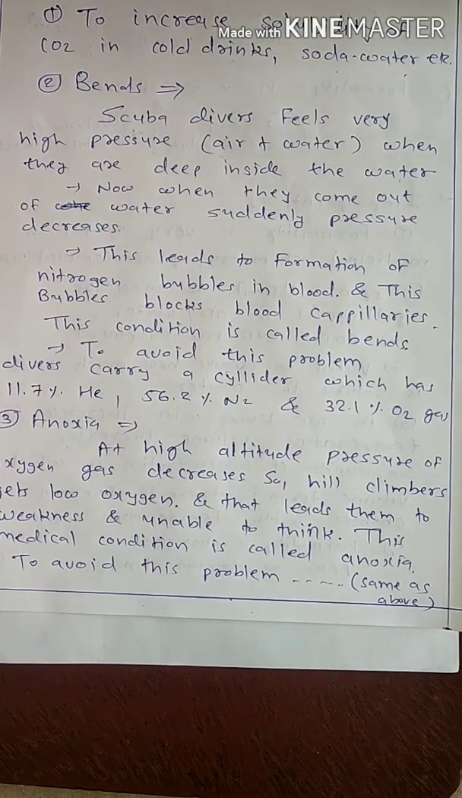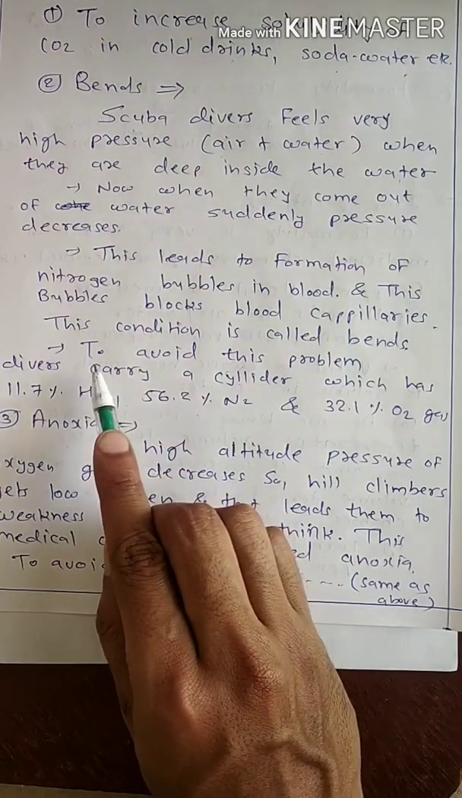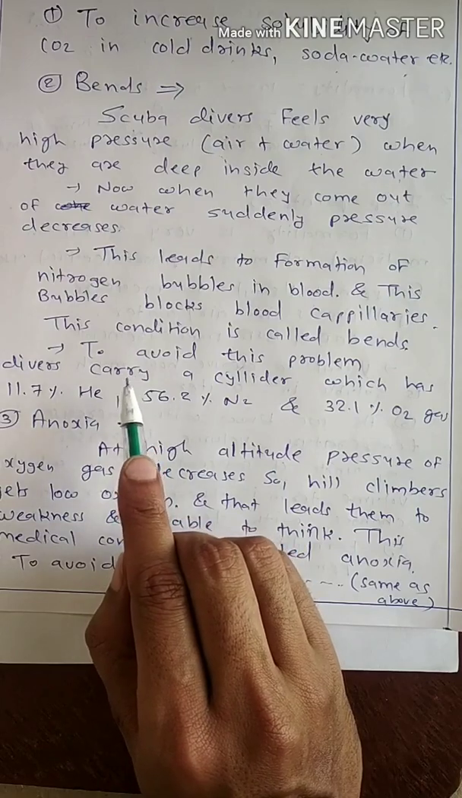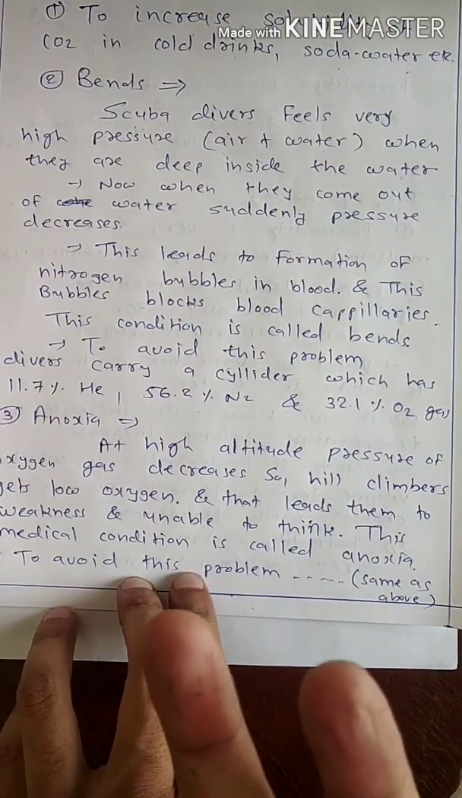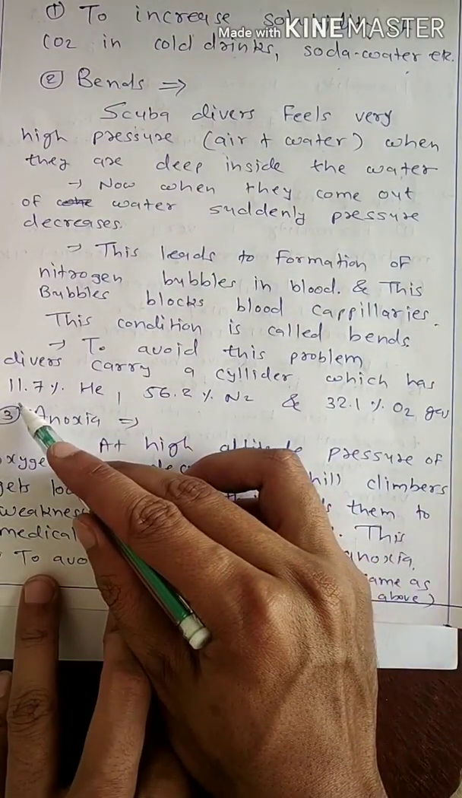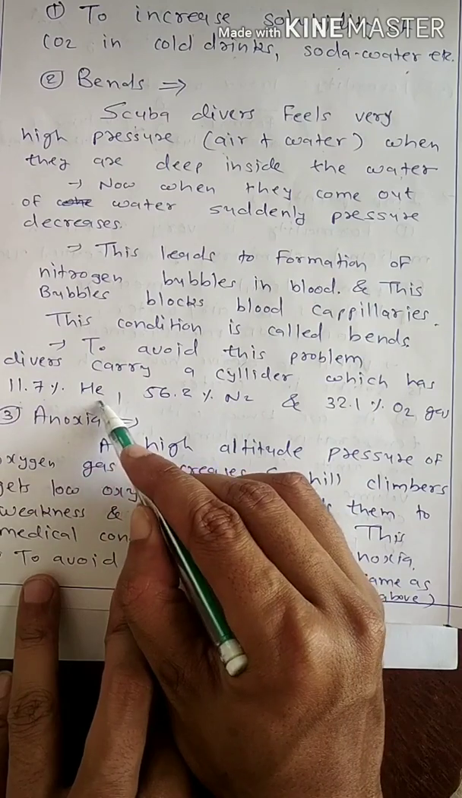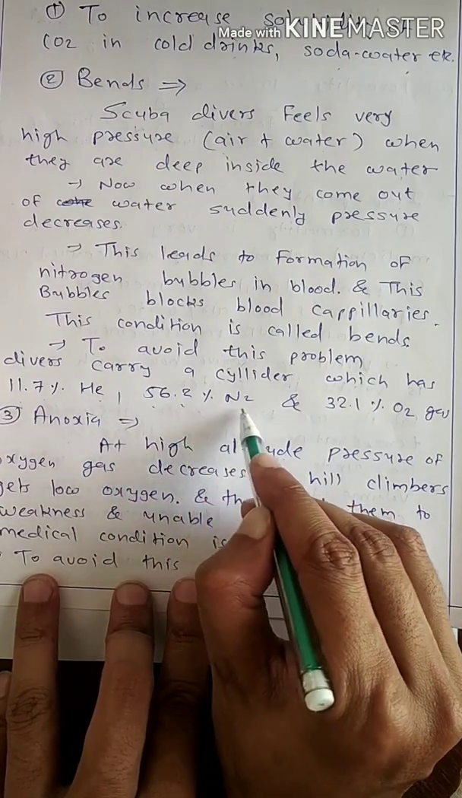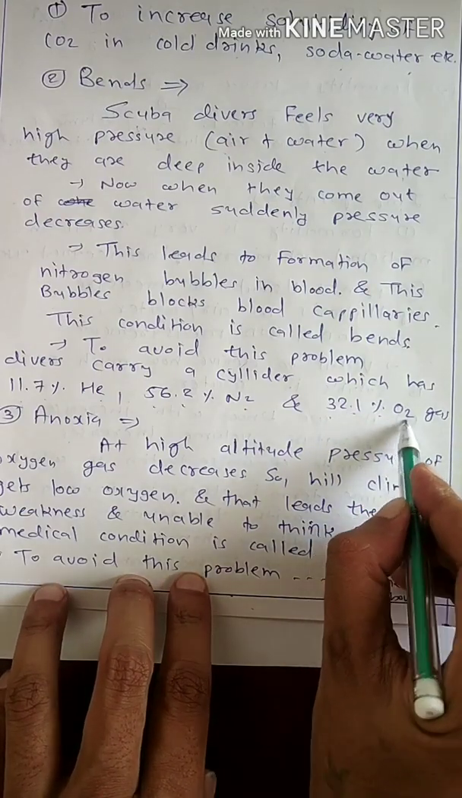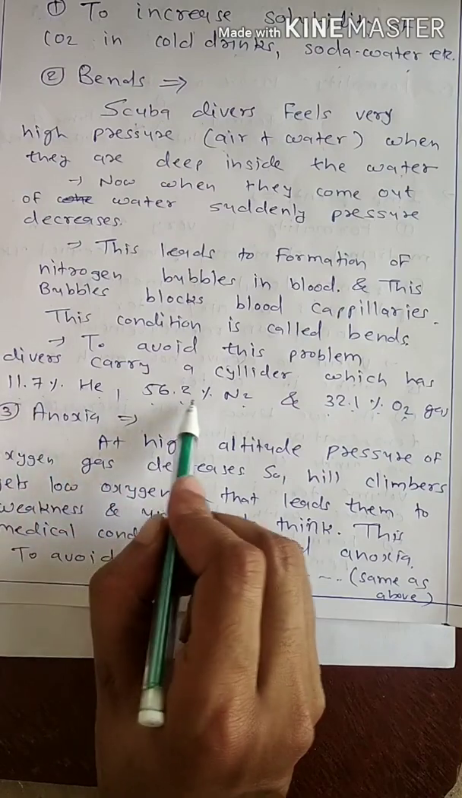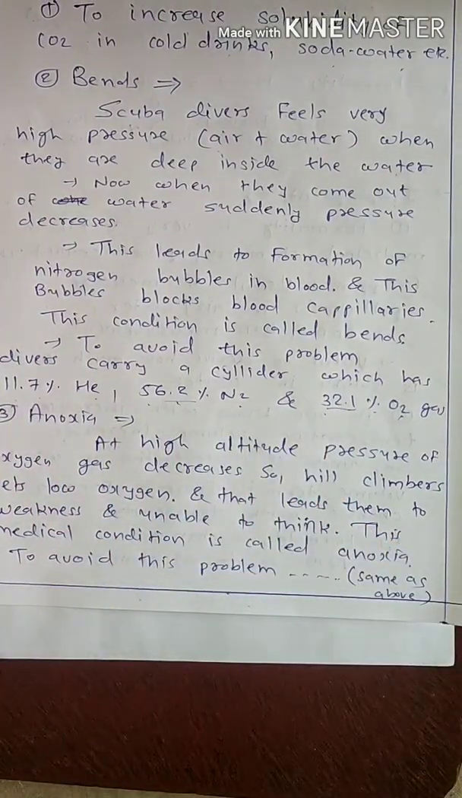To avoid that, for prevention, scuba divers carry some oxygen cylinders with them, and in that oxygen cylinder there are 3 gases. First one is 11.7% helium gas, 56.2% nitrogen gas, 32.1% oxygen gas. Okay, the percentages you have to remember, because this was an MCQ in a previous board examination related to these percentages.